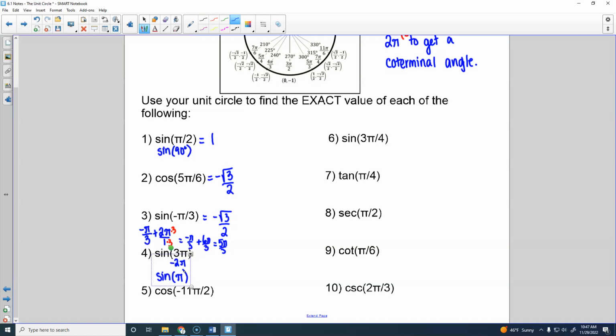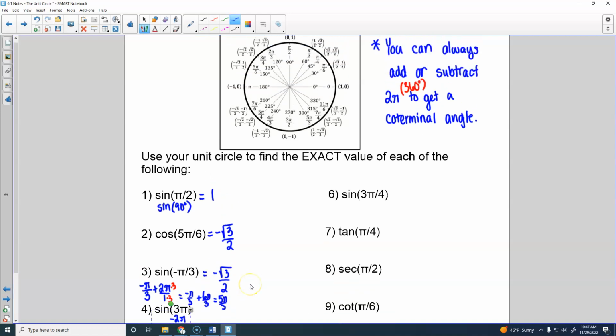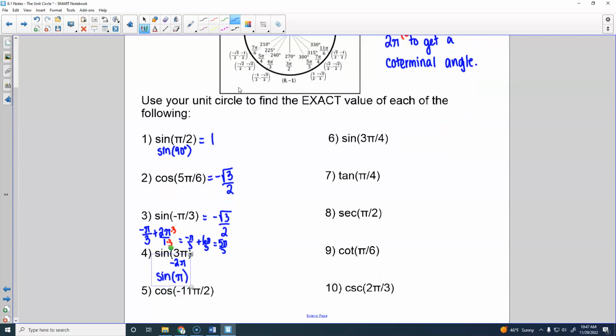Right? So, sine of pi, pi is on the unit circle. So, pi is the same as 180 right here. Luke, if I'm looking for sine of pi, what is that going to be? It is 0 because it's our y coordinate, right? So we get 0 for that.